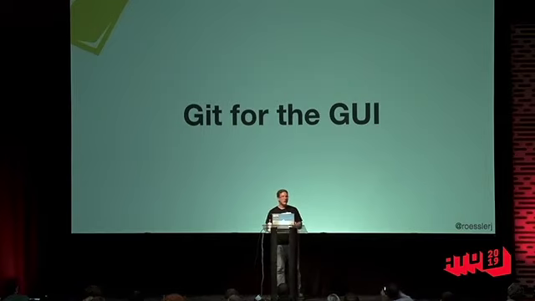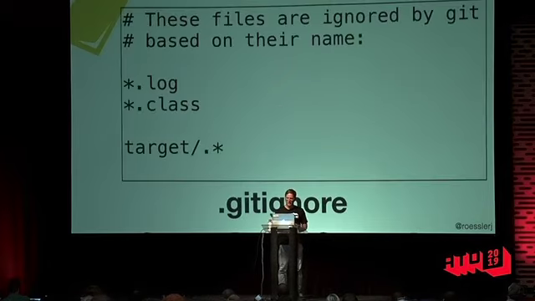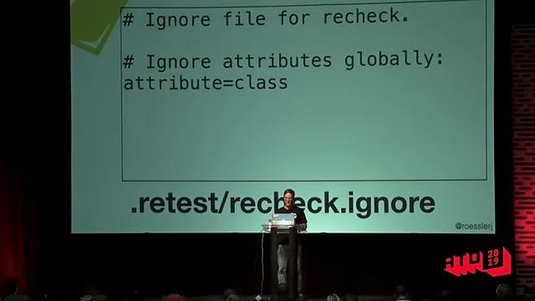This is the reason why we also call our approach Git for the GUI, because it's essentially what we do. Git is our role model in that regard. And therefore, like Git has a git ignore file, we created a recheck ignore file. You can put that recheck ignore file either into your project or into your personal user folder, beneath .retest. And then retest will pick it up.